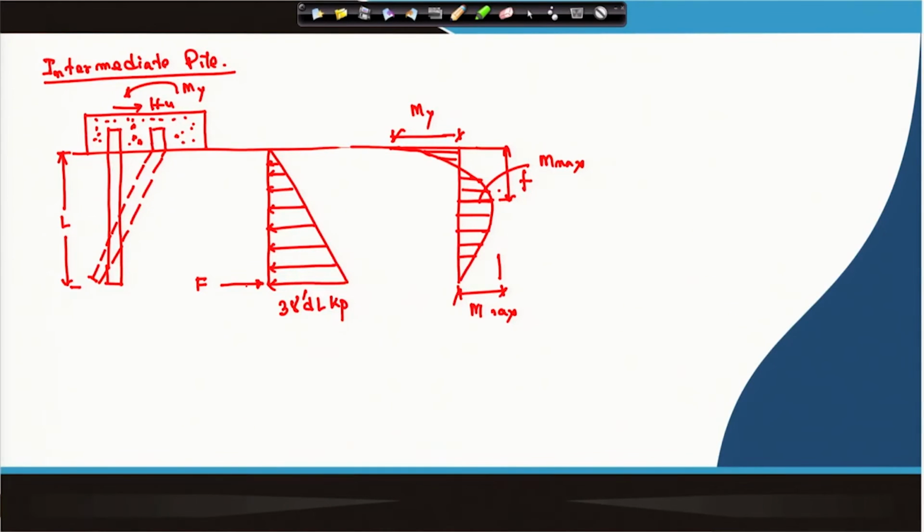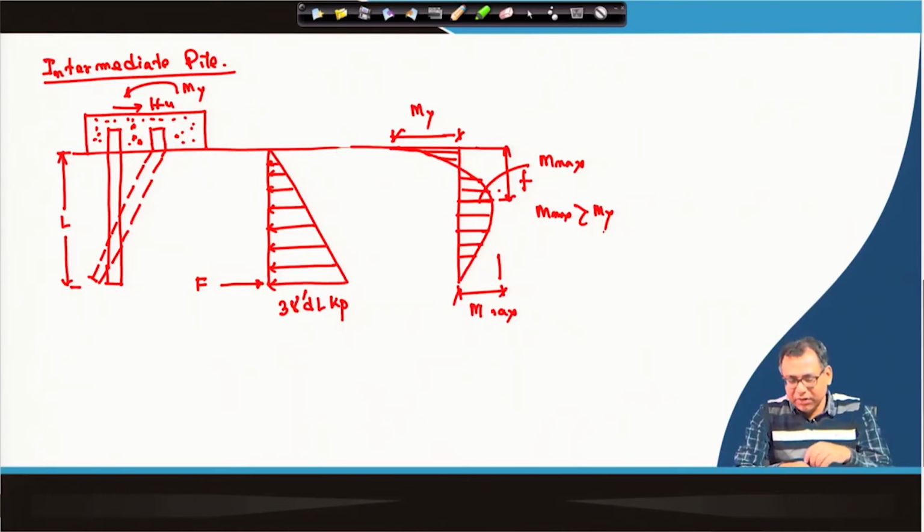So, for the intermediate case, definitely M max is greater than M y. If M max is less than M y, then it will be a long pile case. Okay, I have discussed this. So, this is the case M max greater than M y. So, the force F, what is this force?